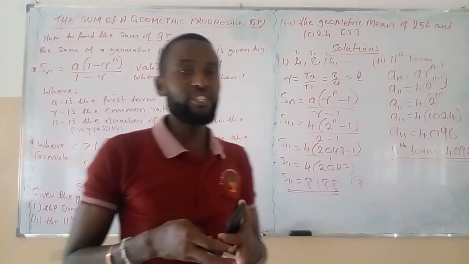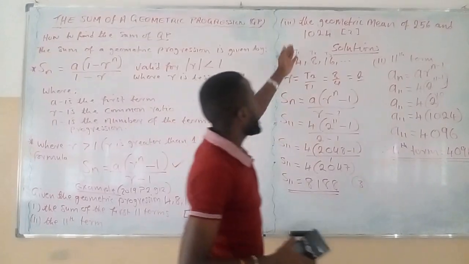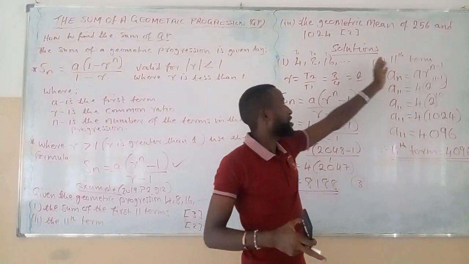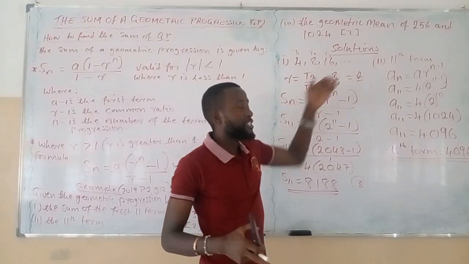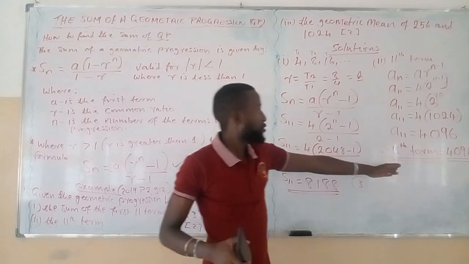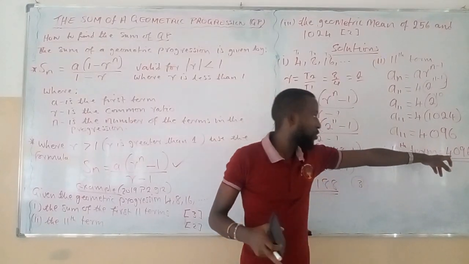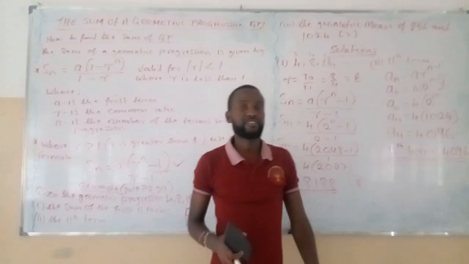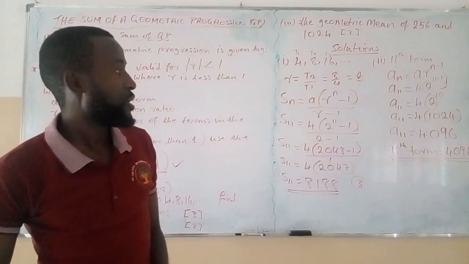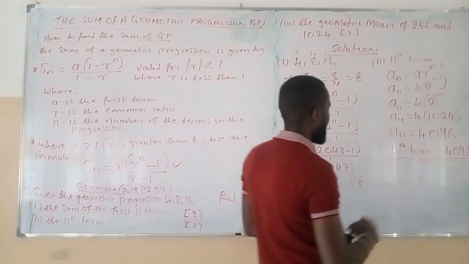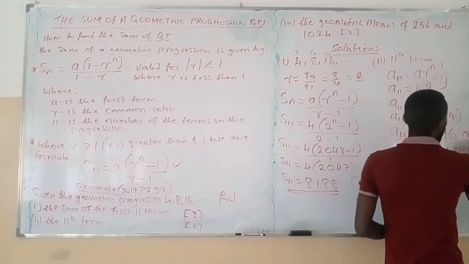If you want to prove it, you can multiply all this 11 times. You are going to multiply 4 times 2 times 2 until you have 11 terms. You are going to find that the 11th one is 4096. But the formula is easy. You find it like that. Okay, good. And this is your 2 marks. You get it for free.